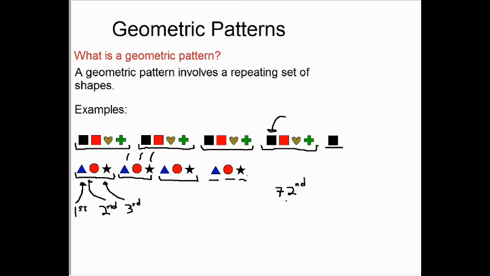This has practical applications for things like cutting material. Say you're making a piece of clothing that has a repeating pattern on it, and you want the patterns to match up. You might want to know what your 72nd or your 85th or your 137th shape would be in the pattern of shapes.